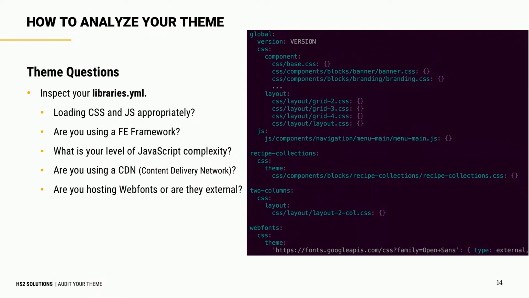The next file you're going to want to look at as you're auditing is your library's YAML file. So this is a great way to see, are you loading CSS and JS appropriately? Again, are you using a front-end framework? And really what you're trying to investigate is what level of complexity of JavaScript that you have. Are you using React and Vue or Angular? Maybe all of them at once? Who knows? It's the hotness, right? So it'd be a good place to see if it's decoupled or not. Again, what you're doing is just auditing, investigating the complexity and trying to uncover it.